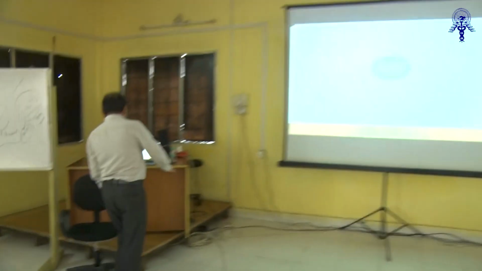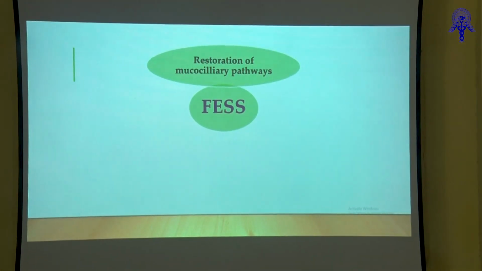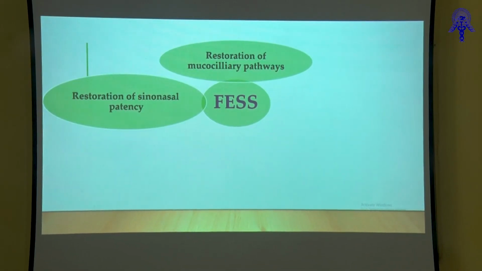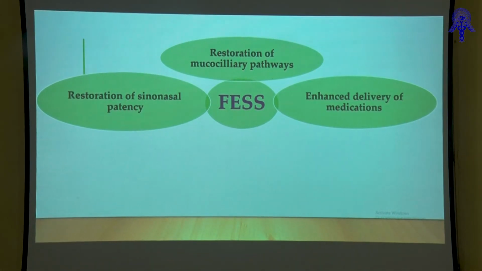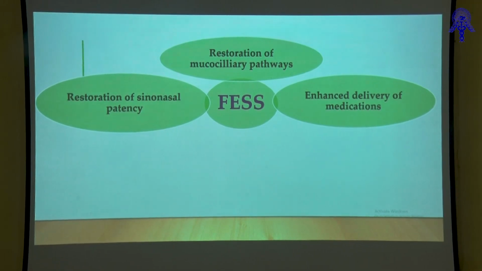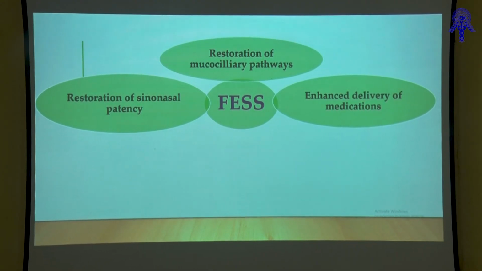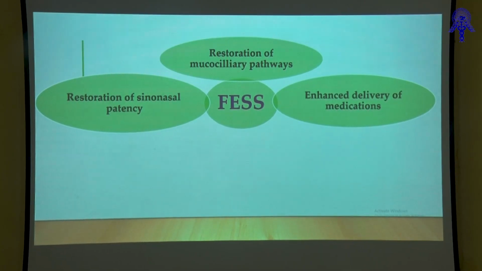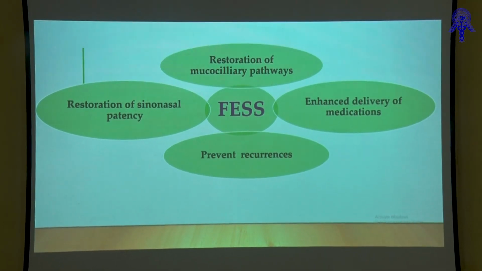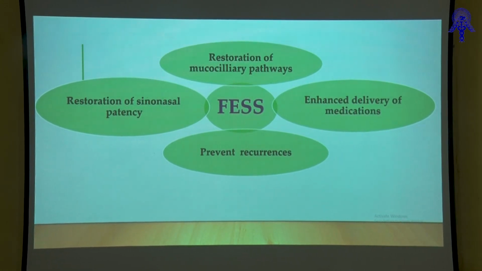So how is FESS done? What is the principle of FESS? This has been already highlighted: restoration of mucociliary pathways, restoration of sinonasal patency, enhanced delivery of medication, because we have already discussed that this group of diseases have medical treatment as the mainstay and surgery as an adjunct to create ventilation, to enhance delivery of medicine and to prevent recurrences. Otherwise, if you do a surgery and don't do anything else, it will recur after 6 months or even 3 months.